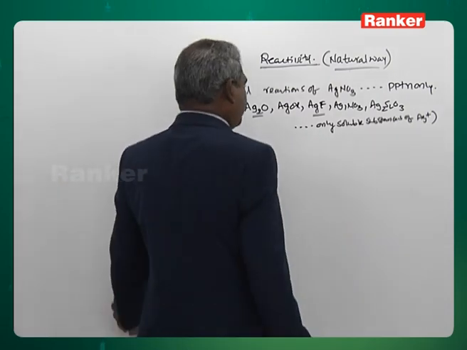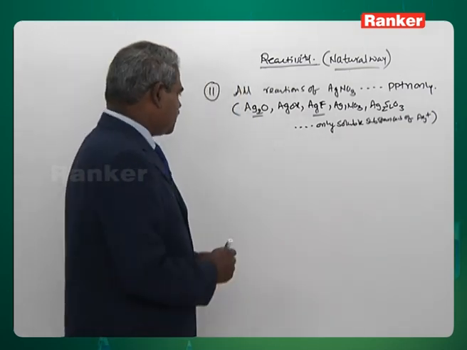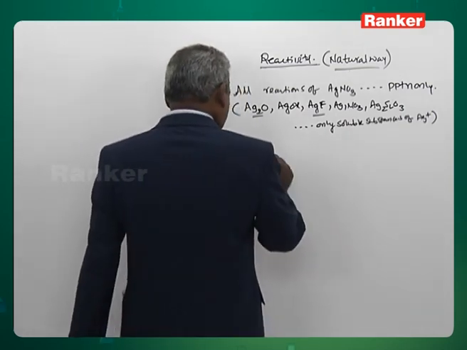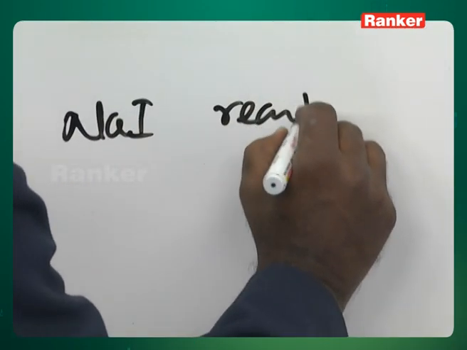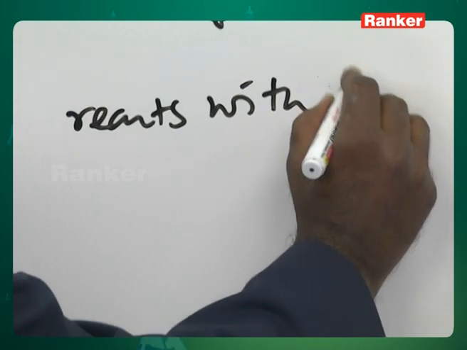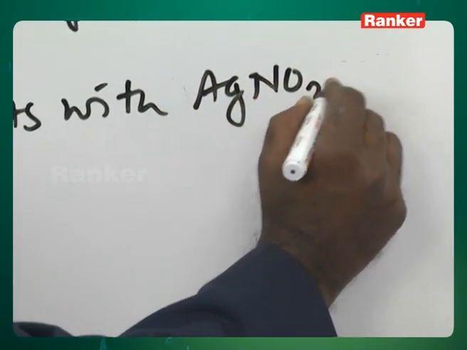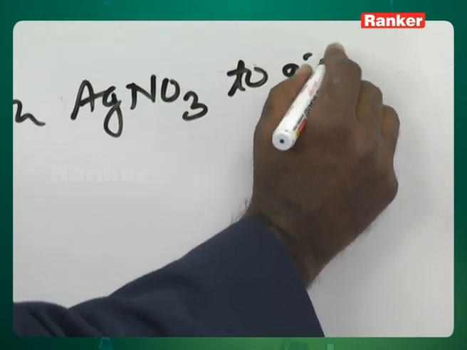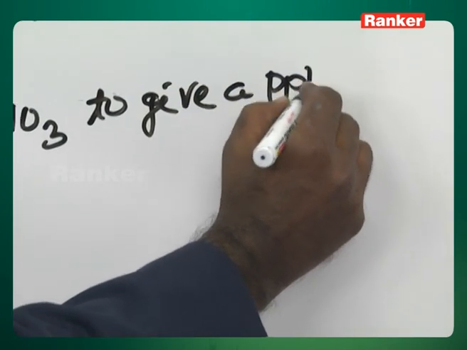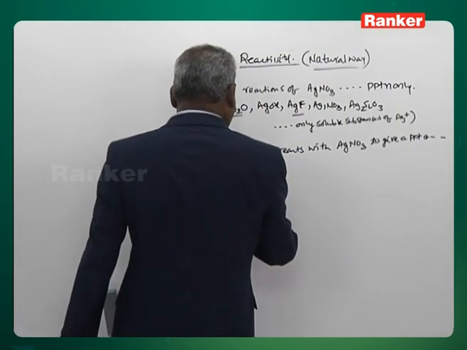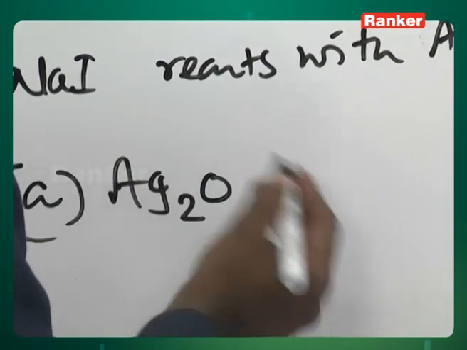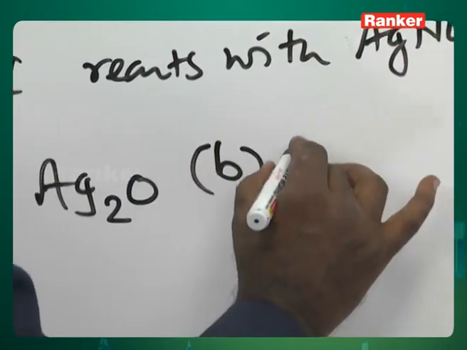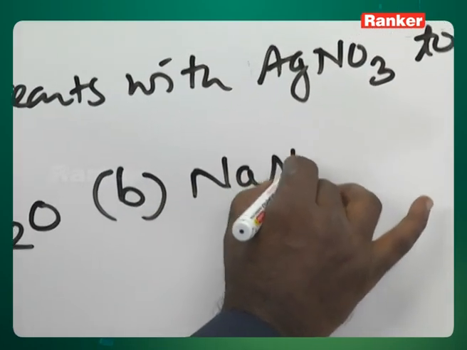All reactions of AgNO3. Instead of expressing this as a question, look here. NaI reacts with AgNO3 to give a precipitate of AgI. Silver hydroxide or silver oxide doesn't come. NaNO3 doesn't precipitate.